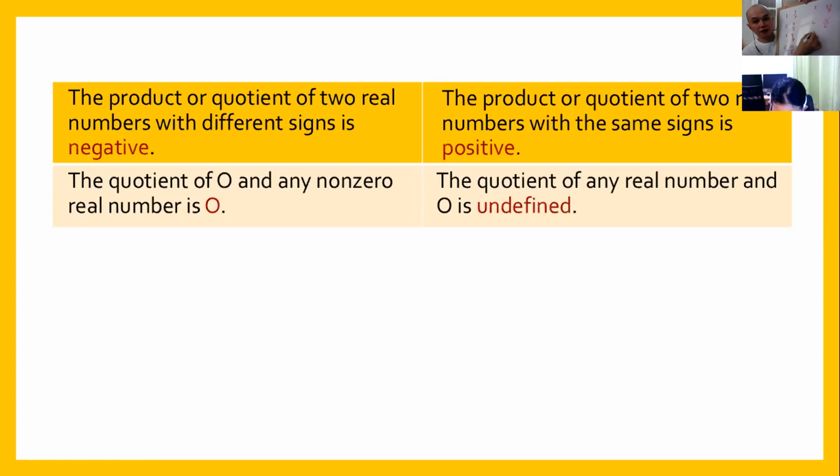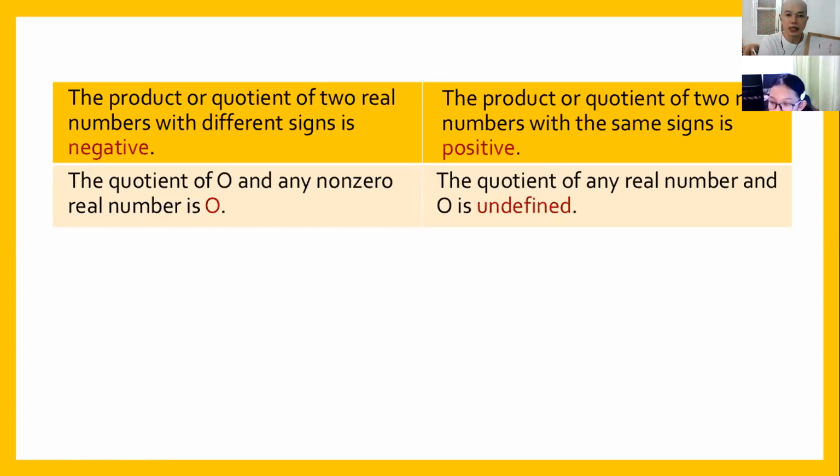Okay, if you have this number 0 over 2, can you see this? 0 over 2 will yield 0. But if it's 2 over 0, that will yield undefined. All right, so you just write undefined. The answer is not 0, it is undefined.